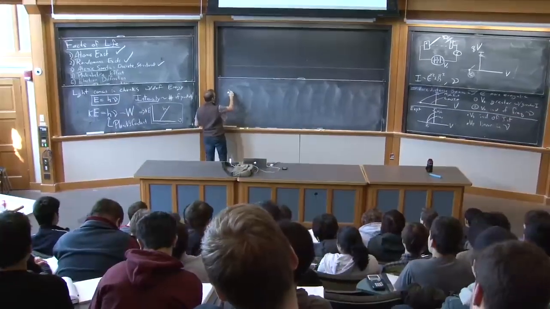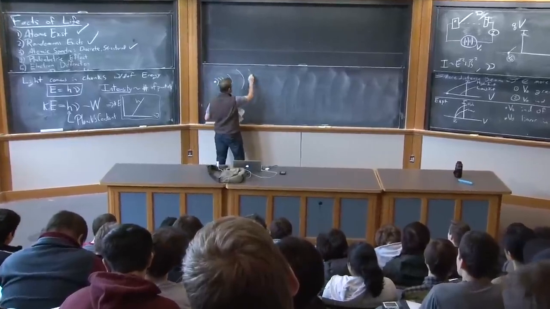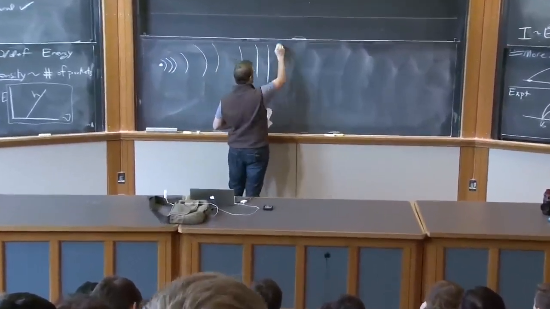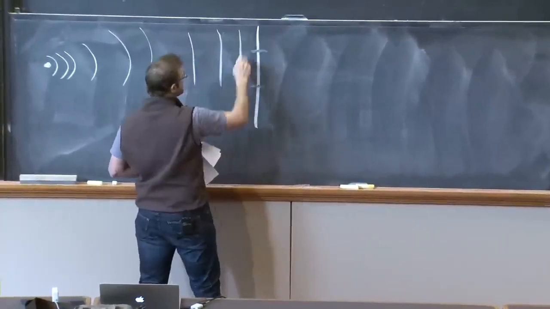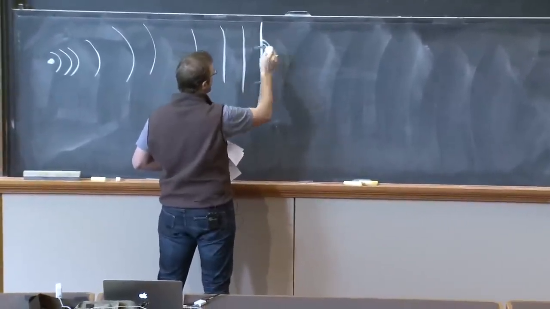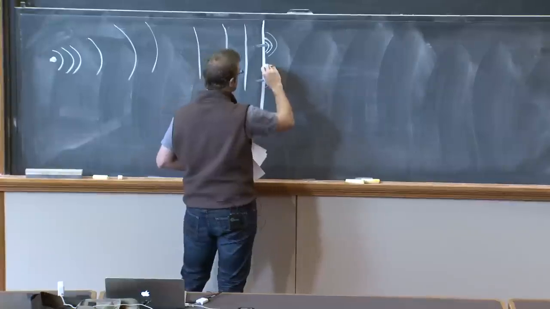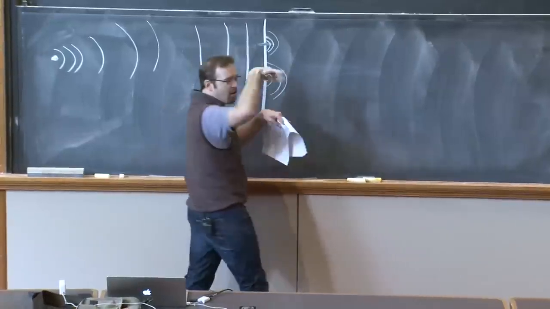So we have a source for waves. We let the waves get big until they're basically plane waves. And then we take a barrier, and we poke 2 slits in it. And these plane waves act like sources at the slits, and you get crests and troughs.